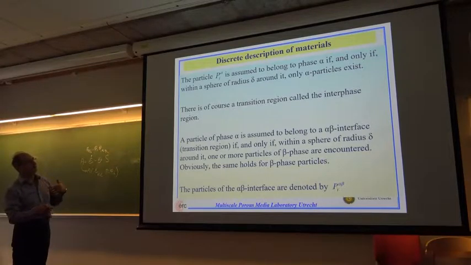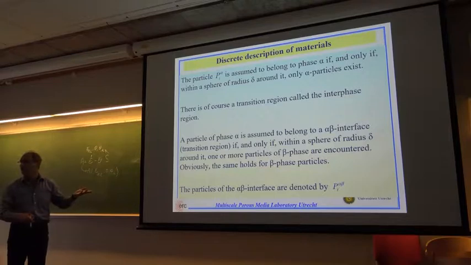And then there is a transition region, an interface region. In that region, if you have a sphere of radius delta, in that sphere we will find particles of both. So now alpha particles that are in such a sphere and beta particles that are in this sphere, they are not alpha particles anymore, they are not beta particles anymore, they are alpha beta particles. They belong to the interface. So we label them separately, and we denote them by pi alpha beta.